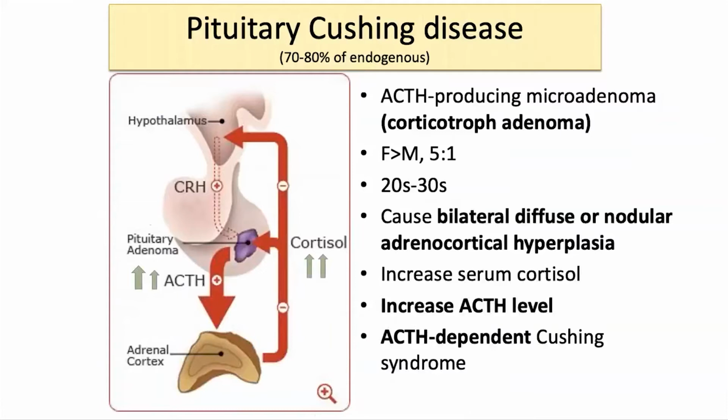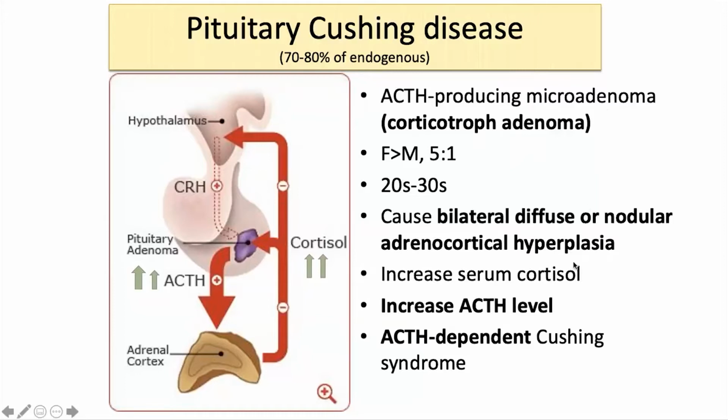Now we go one by one. Cushing syndrome due to pituitary causes is the most common of the endogenous Cushing syndrome, 70 to 80%. Of course, the most common is due to corticotroph adenoma, an ACTH producing microadenoma. Females are higher than males, typically young females in their 20s to 30s. It causes bilateral diffuse or nodular adrenocortical hyperplasia.